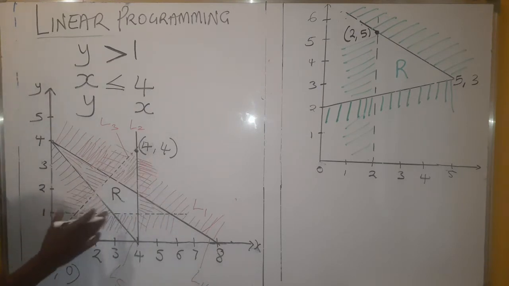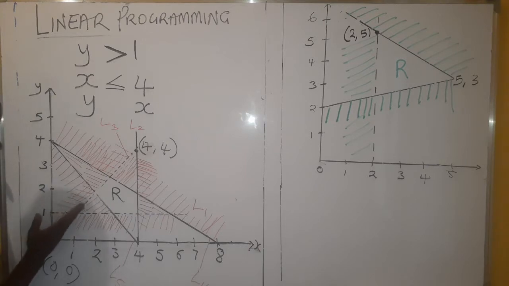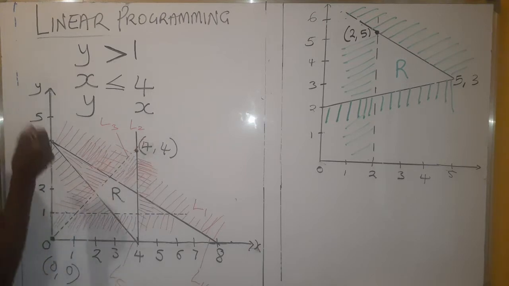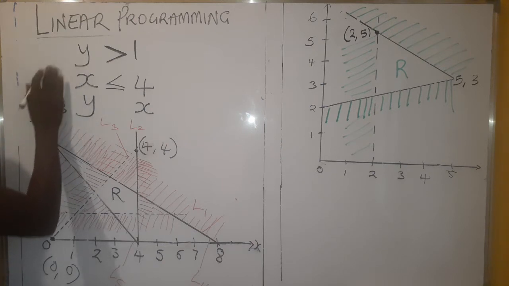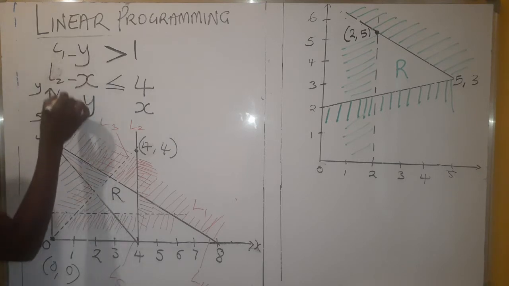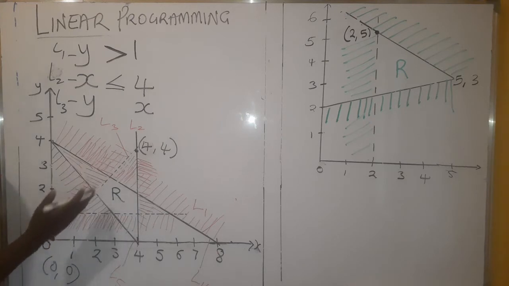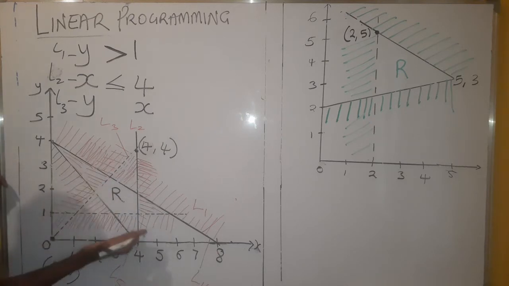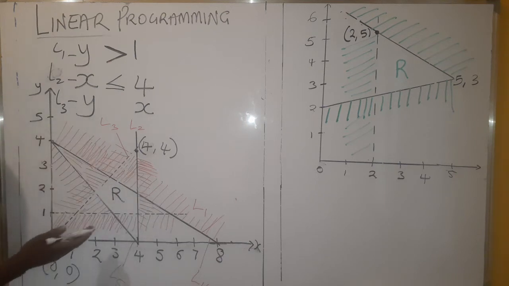But here we are looking at the inequalities. When you look at this now, we are looking at this part here, which is below. The part that is below this line is less than. It is less than.